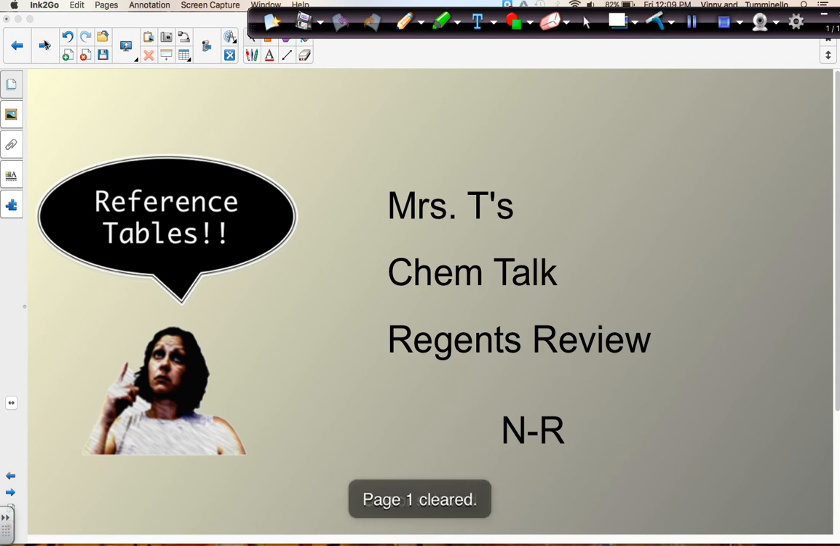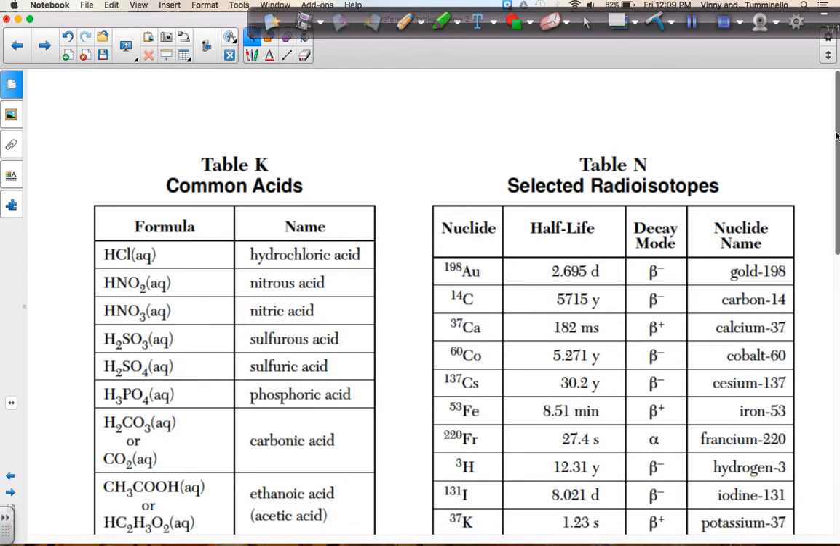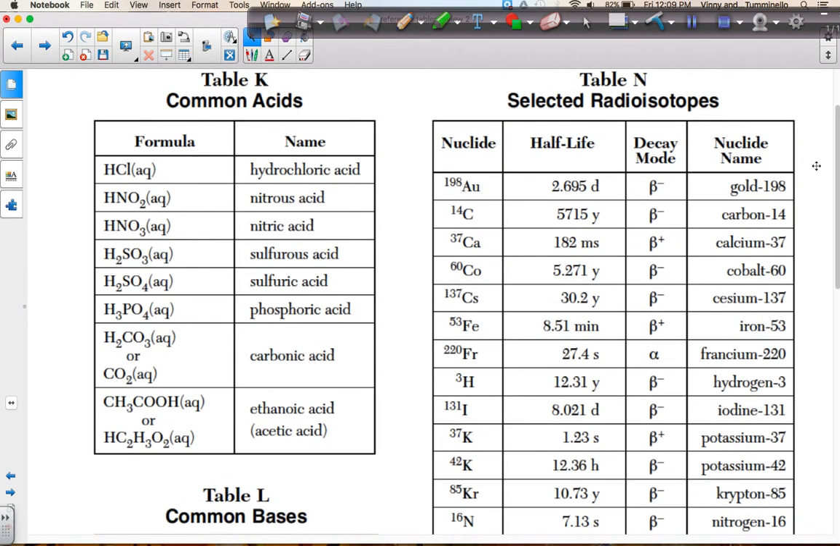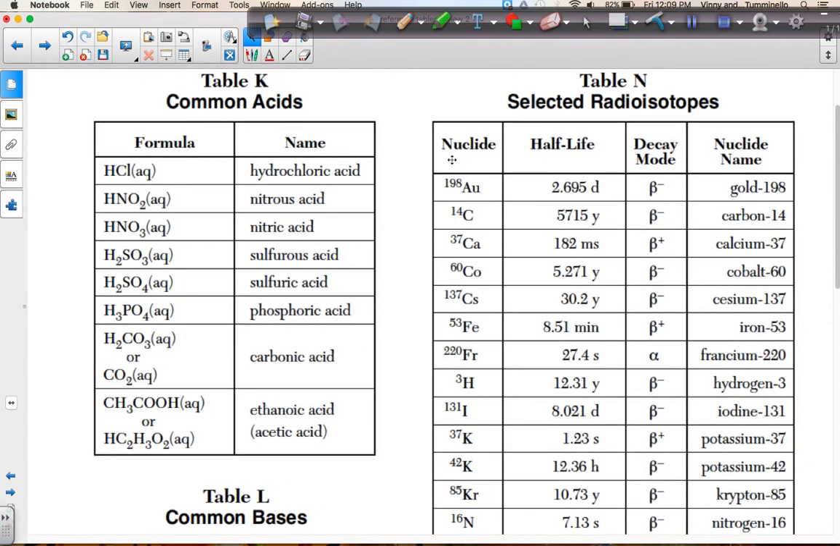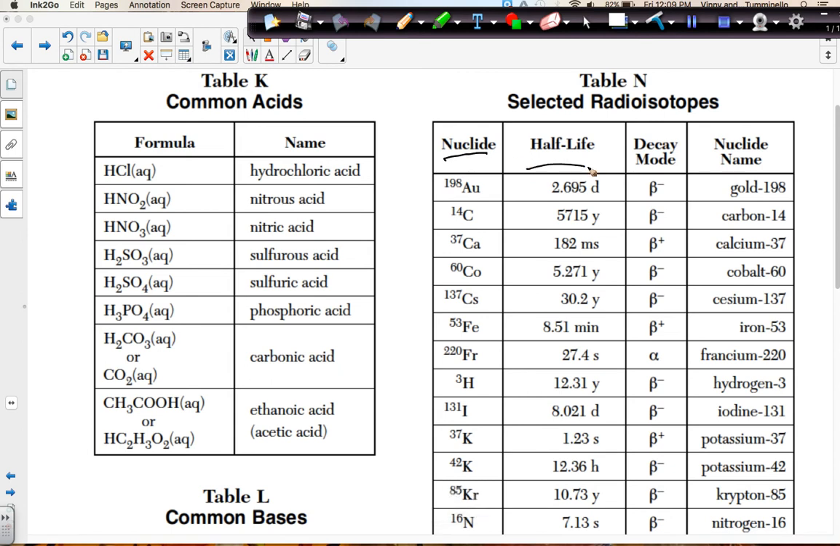Looking at reference table N, it's the table for selected radioisotopes. When we look at this reference table, we have a list of nuclides, the half-life of each nuclide, their decay mode, and the names. The first thing we're going to look at is that the name dash a number, like gold-198, means gold with a mass number of 198.